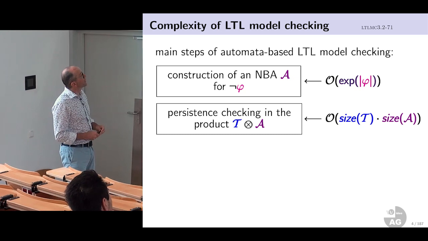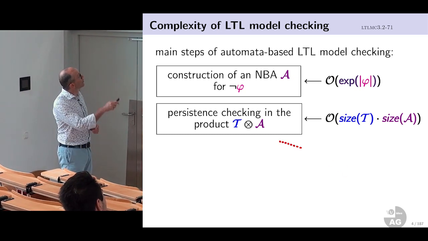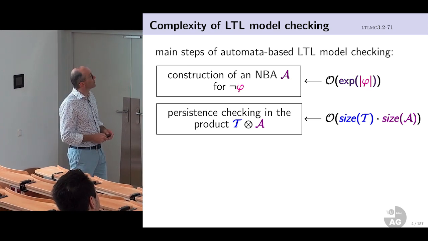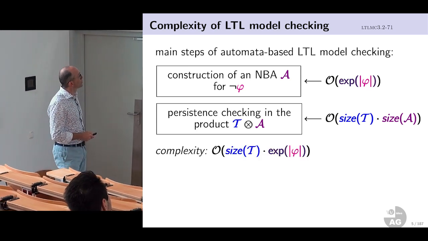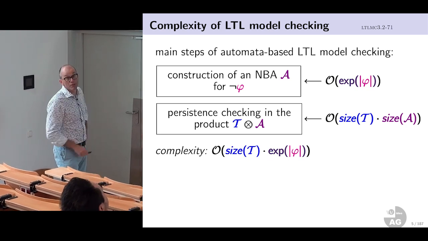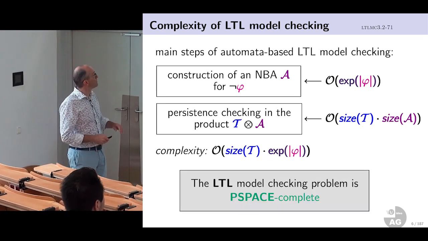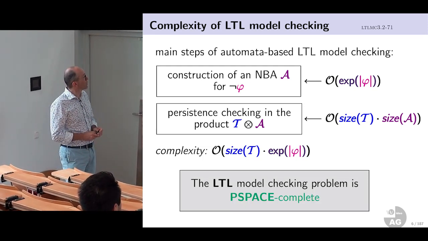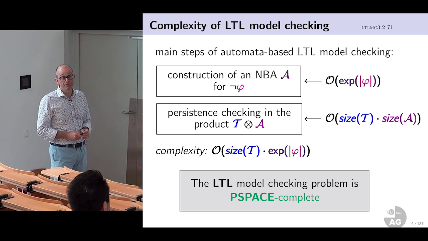So this persistency checking can be done in linear time, linear in the size of the transition system and the automaton. So the total complexity is, as I already wrote down, linear in the size of the transition system, and exponential in the size of the formula. Good. Today we're going to show and prove that the LTL model checking problem is PSPACE-complete.